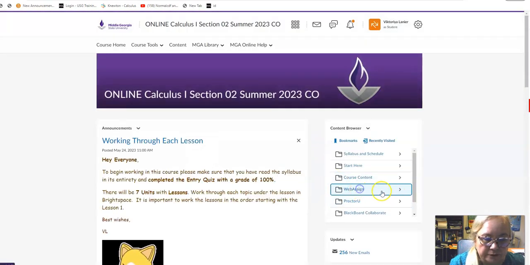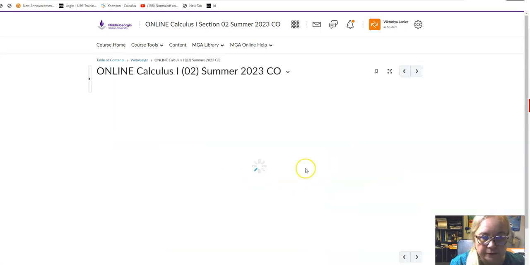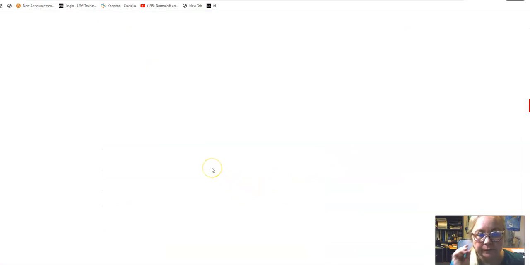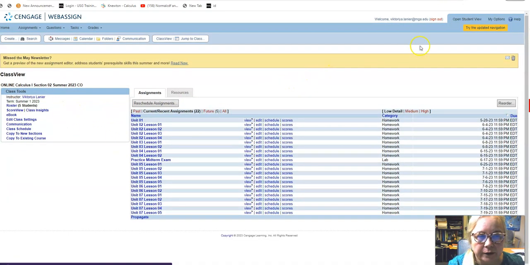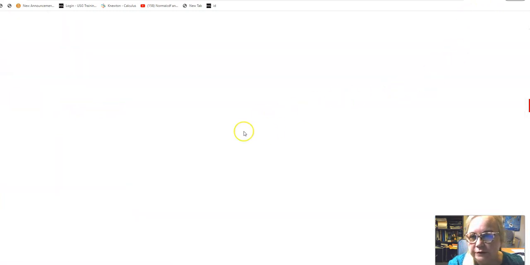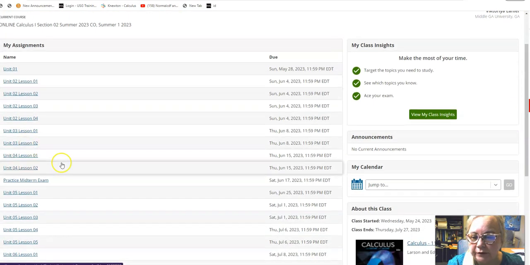As you remember, WebAssign is where you have your homework and quizzes, midterm and final exams, and also where you can find access to your ebook. So if you go to WebAssign like so, and you get to the website, your view might be like this, or you might have student view, which is like this one.